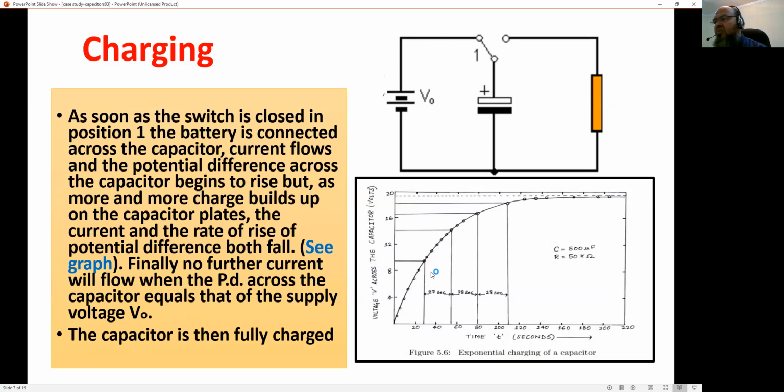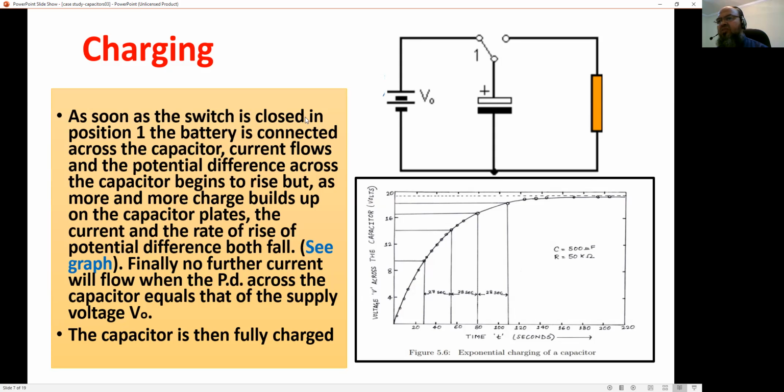Now, how does the charging process take place? This has been shown with the help of a graph. All of you are able to see that it takes some time to get charged, but this time is in fractions of seconds. And the voltage across the capacitor is also shown over here.